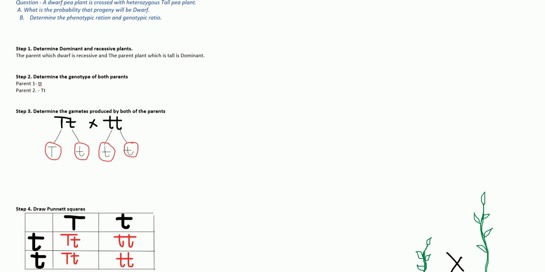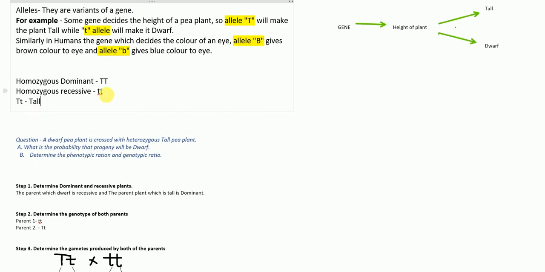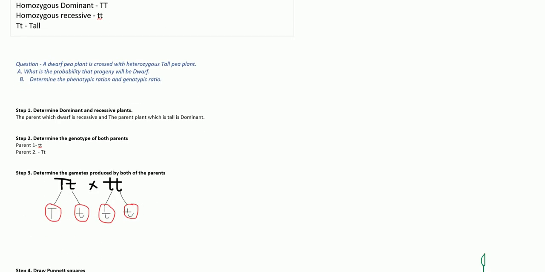And we have discussed earlier that the recessive parent will be having two copies of the recessive allele. So the parent which is dwarf will have two copies of small t. And here for parent 2 they have mentioned it is heterozygous. We have discussed that heterozygous means they'll have one copy of the dominant allele and one copy of small t. Since they are having one copy of the dominant allele, the plant would be tall.